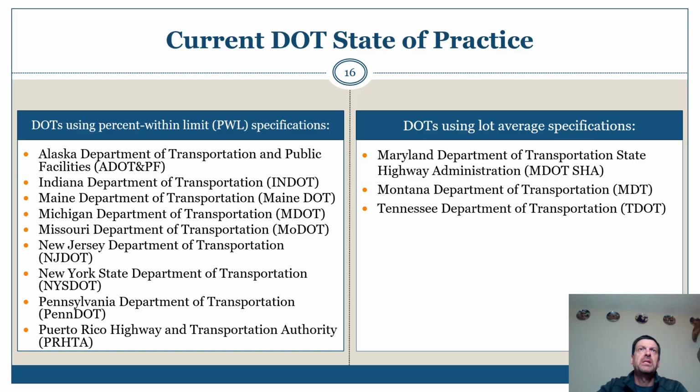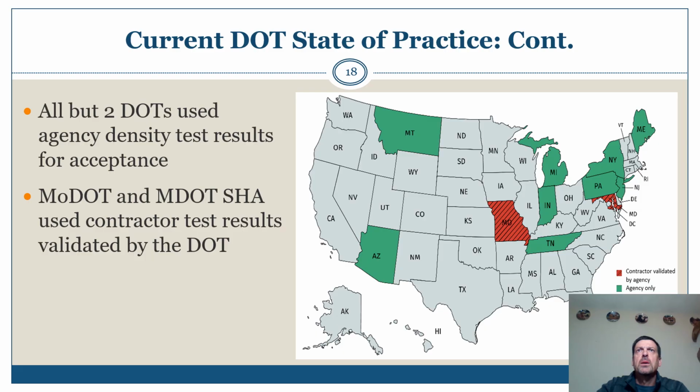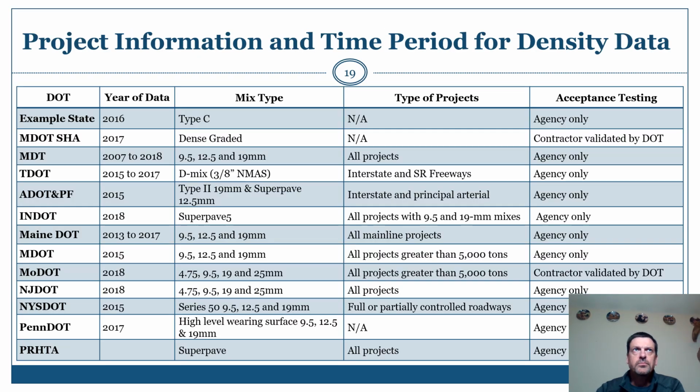Most states were using PWL, or percent within limits, as the statistic for their acceptance on density, and a handful were using lot average. And I won't go through the details of all of that. That's illustrated in this slide also. We'll come back to that in the end. All but 2 states were using DOT data for acceptance, and 2 states were using contractor data that was validated for acceptance.